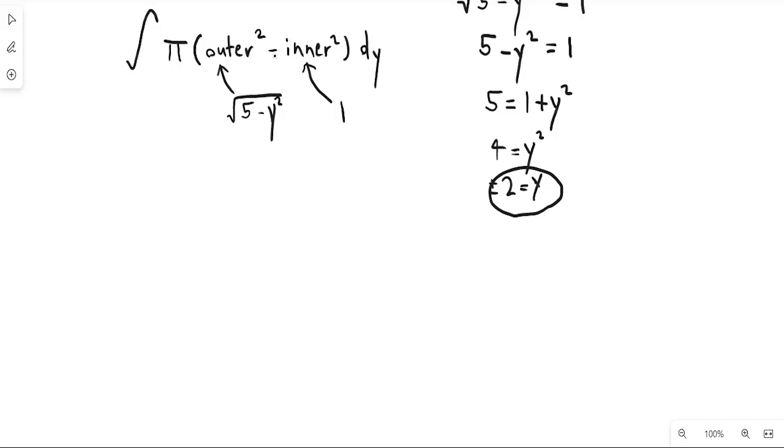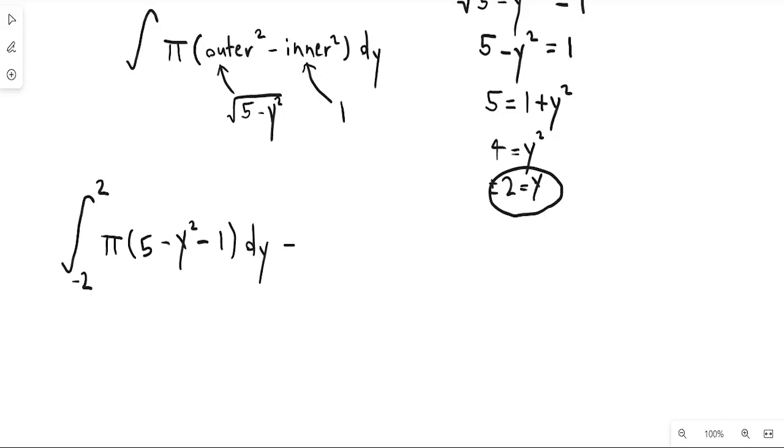We know what our outer radius is, and we know what our inner radius is. So the only thing that's left to do is to just do the integral. So I have integral over -2 to 2. Then I have pi. My outer radius is square root of 5 minus y squared. So if I square that, I'll just have 5 minus y squared, like that. And then I take away my inner radius squared, which is just 1. So I'm integrating this dy.